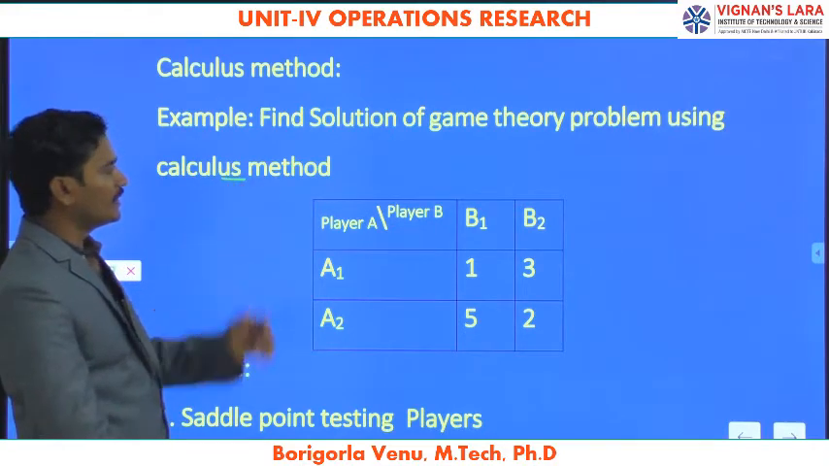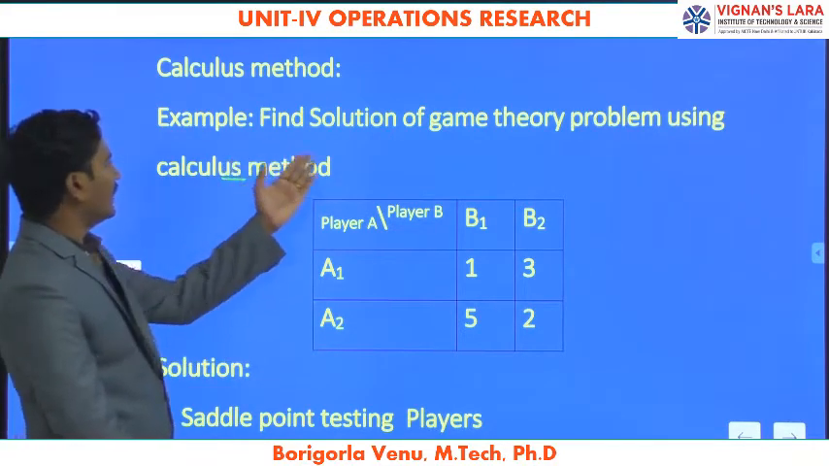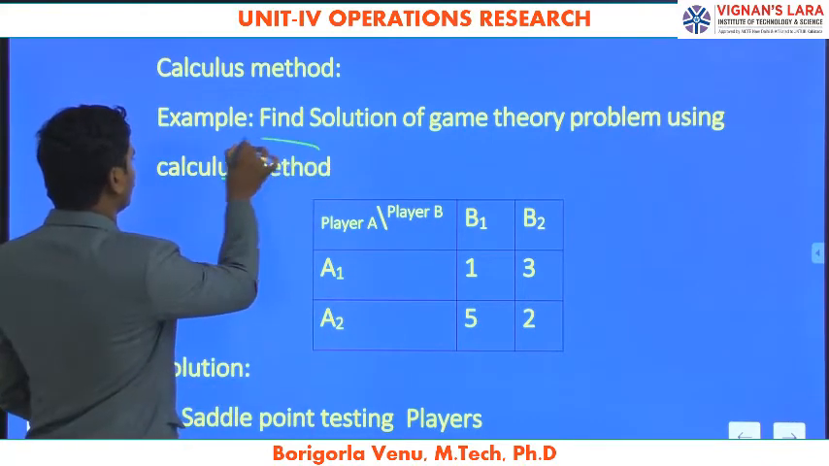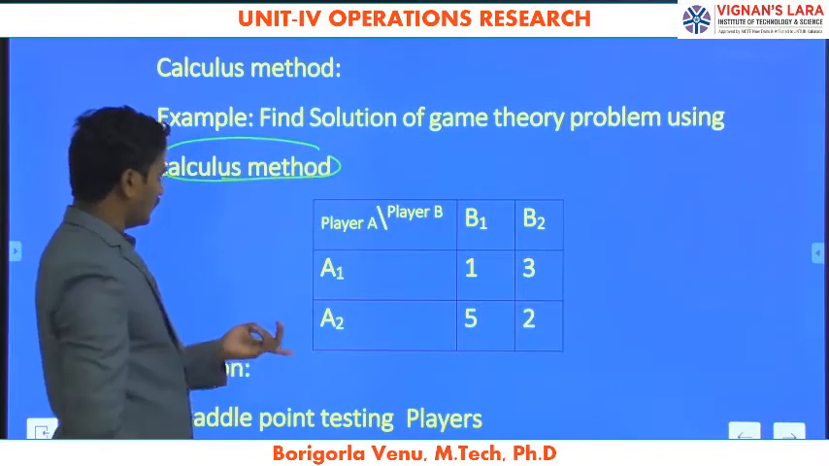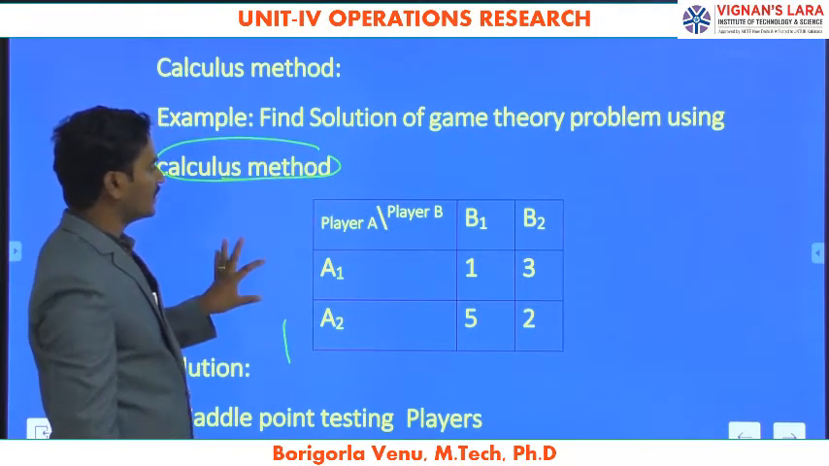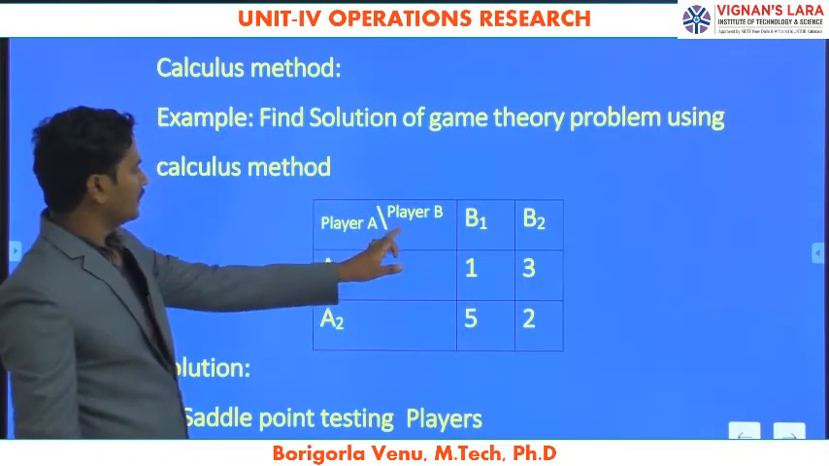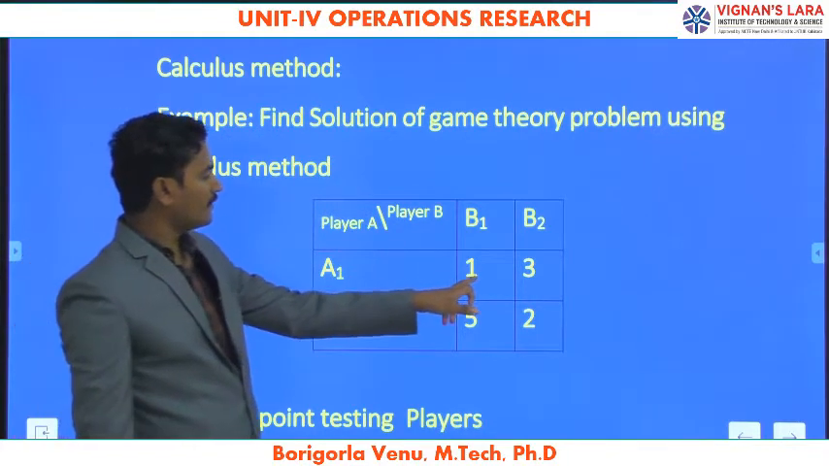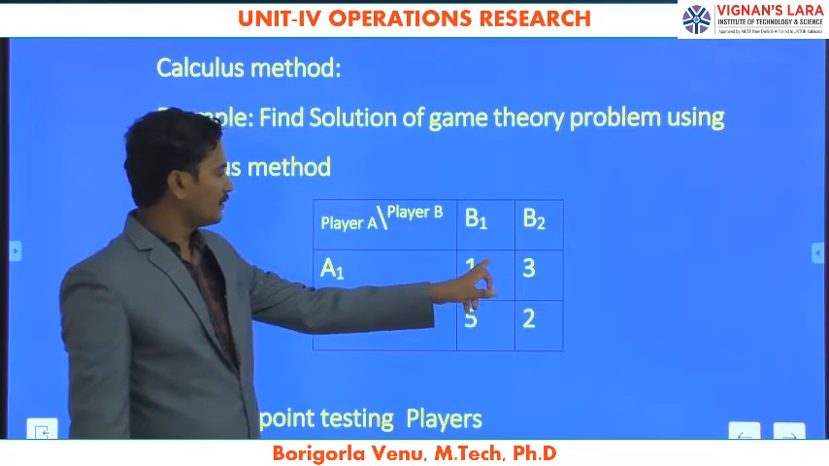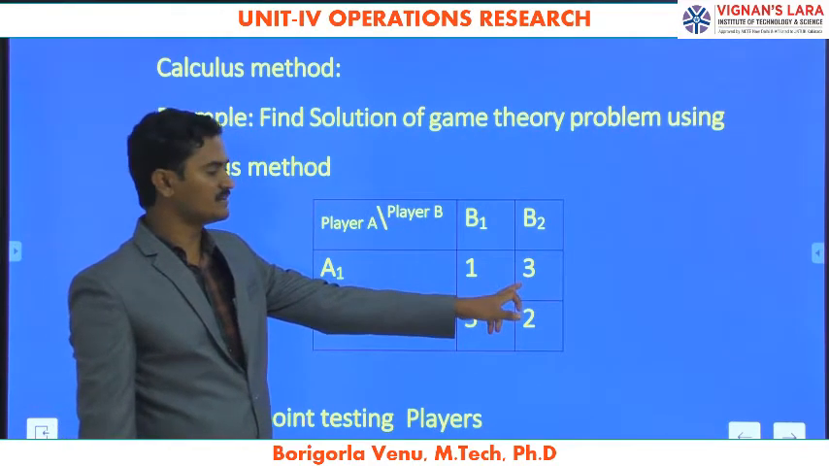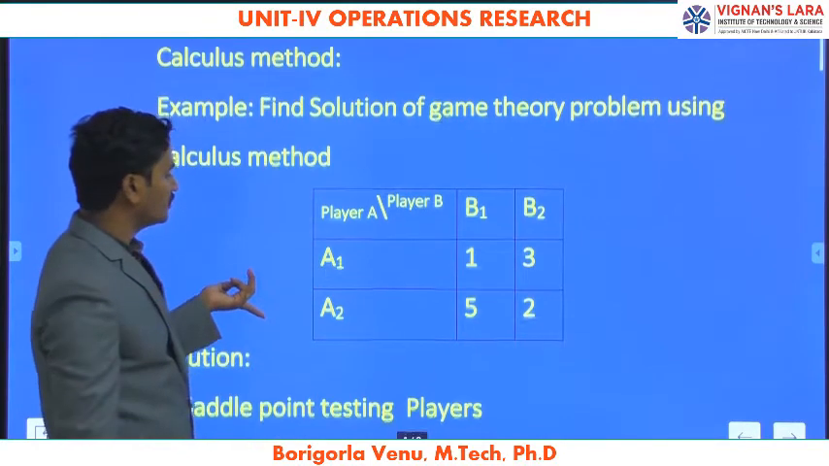Here I am taking one example: find the solution of a game theory problem using the calculus method. We take two players, player A and player B. Player A has two strategies and player B also has two strategies. The pair of matrices is given. Now coming to the solution.